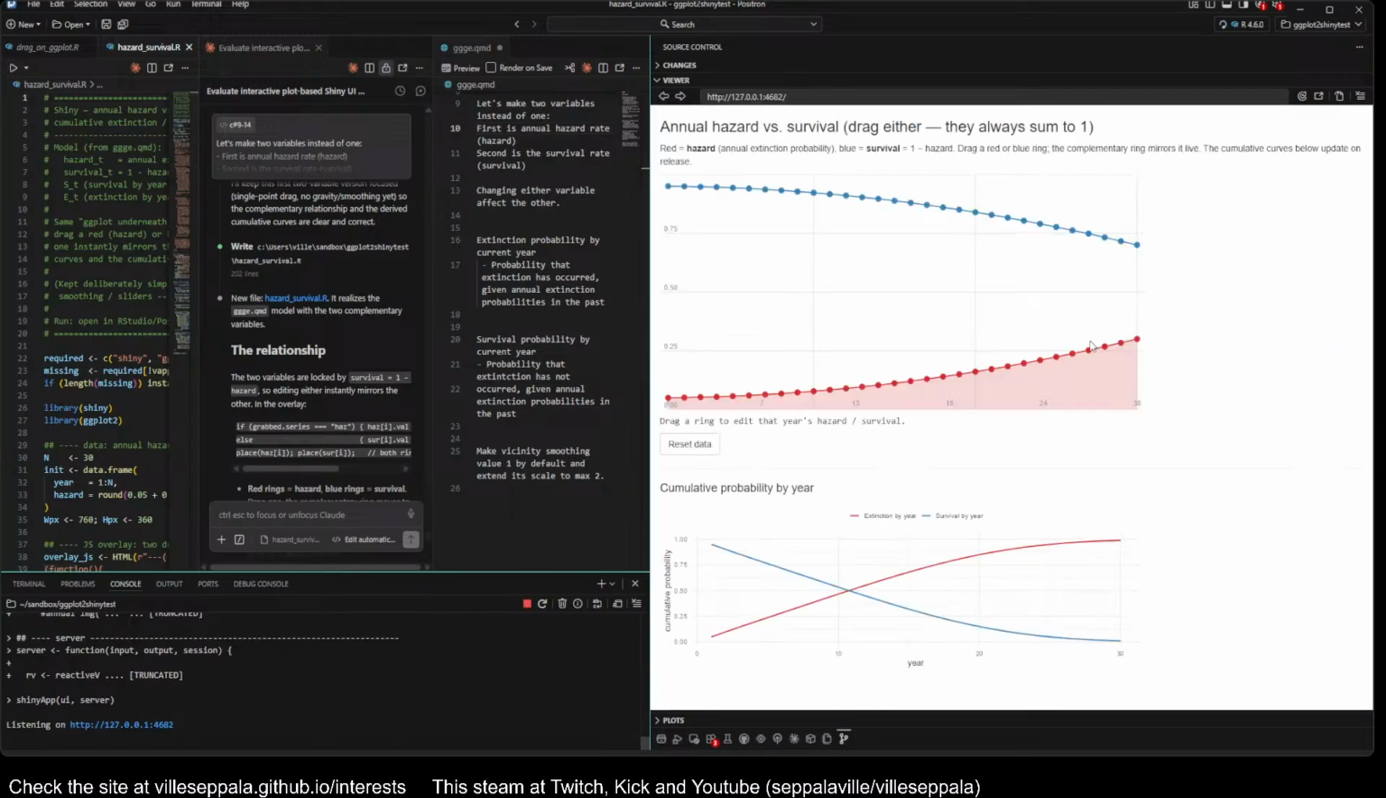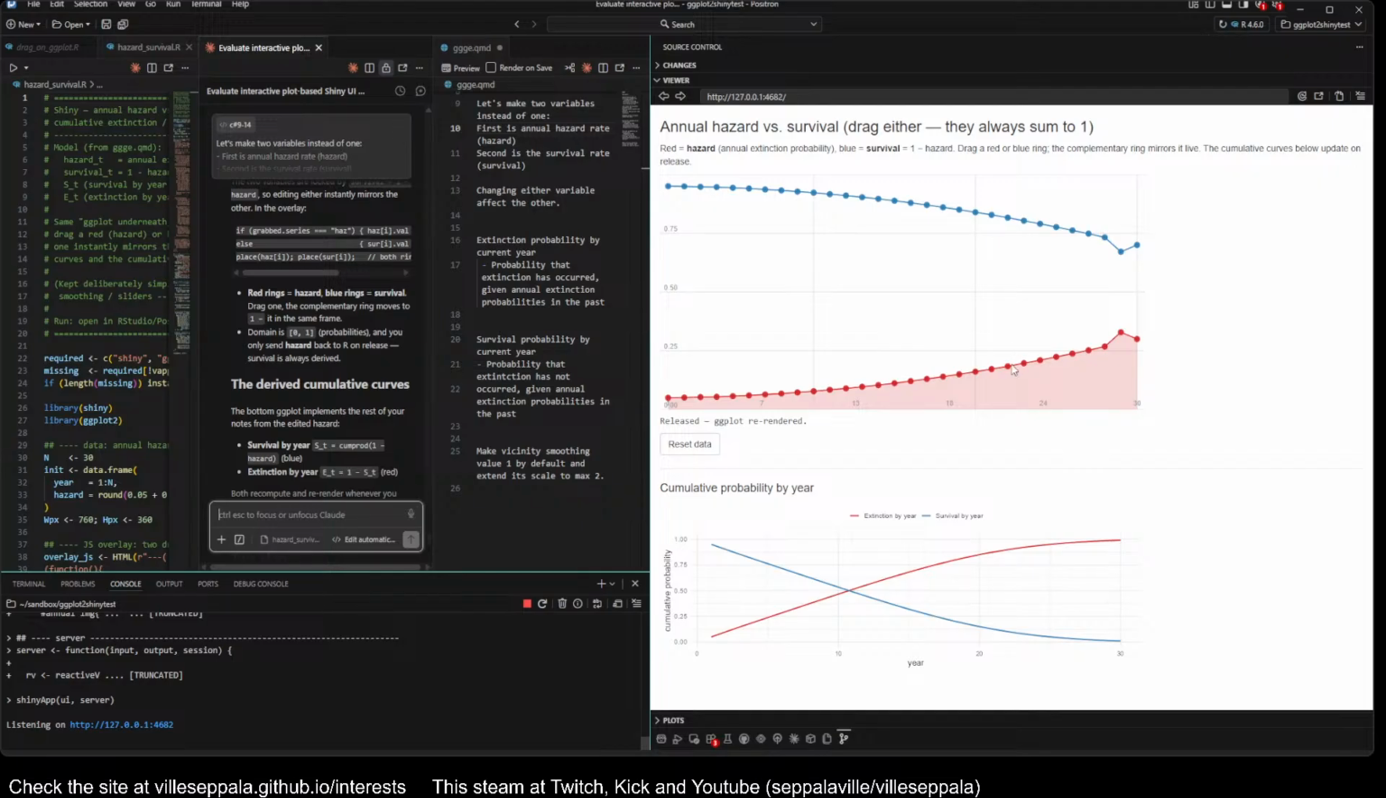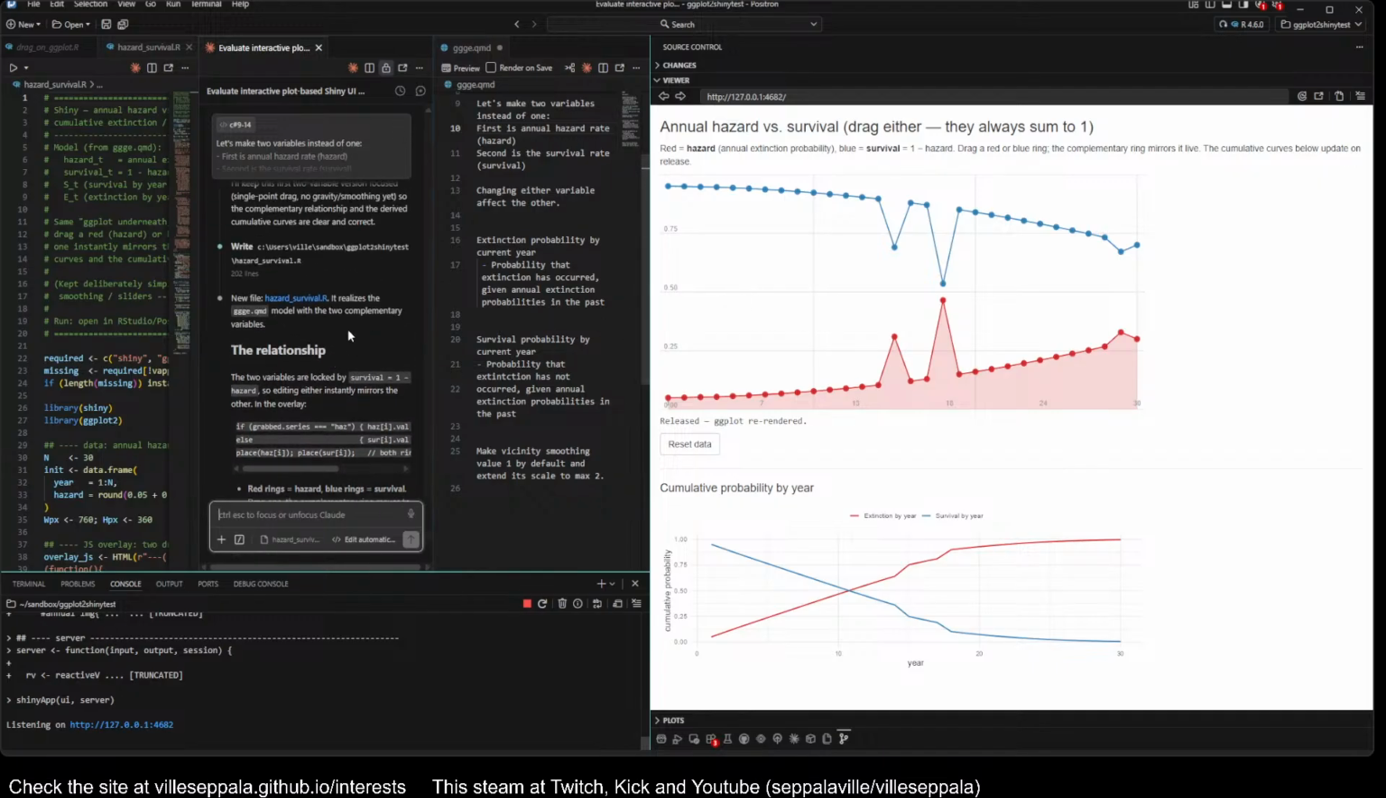So yeah, here we have, I kind of want to return all those. I don't know why it removed those. Because now it's just like it's. Also, yeah, it didn't really understand what I meant by the hazard. Because this survival should be. Okay. Yeah, it seems the cumulative one is here.